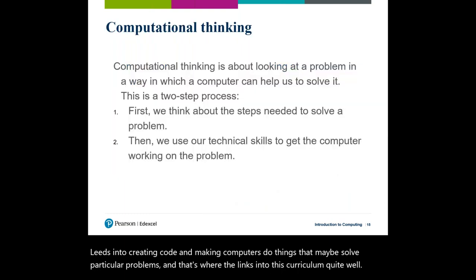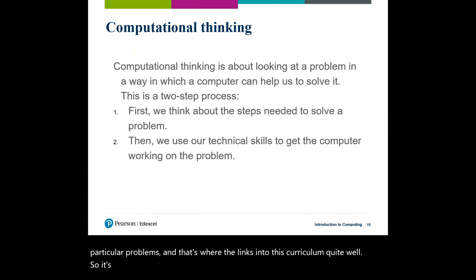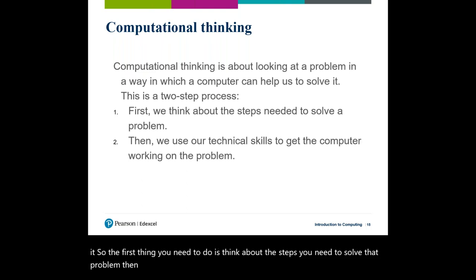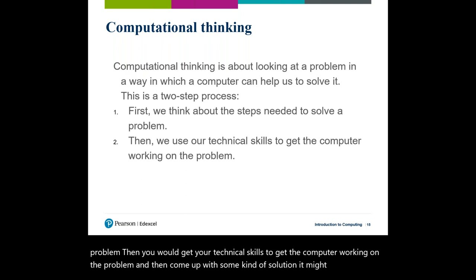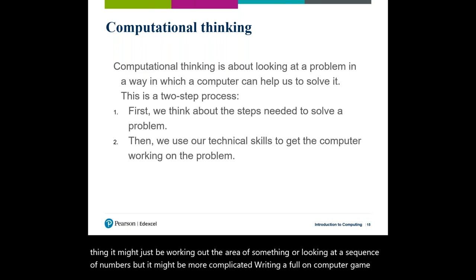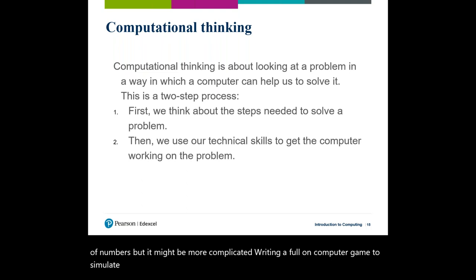So it's looking at the problem in a way in which maybe you can get computers to help us to solve it. So the first thing you need to do is think about the steps you need to solve that problem. Then you would get your technical skills to get the computer working on the problem, and then come up with some kind of solution. It might be a simple thing. It might just be working out the area of something, or looking at a sequence of numbers. But it might be more complicated, like writing a full-on computer game to simulate a rocket flying to the moon. There's lots of ways you can take this. Depends on your children, depends on the age you're teaching.